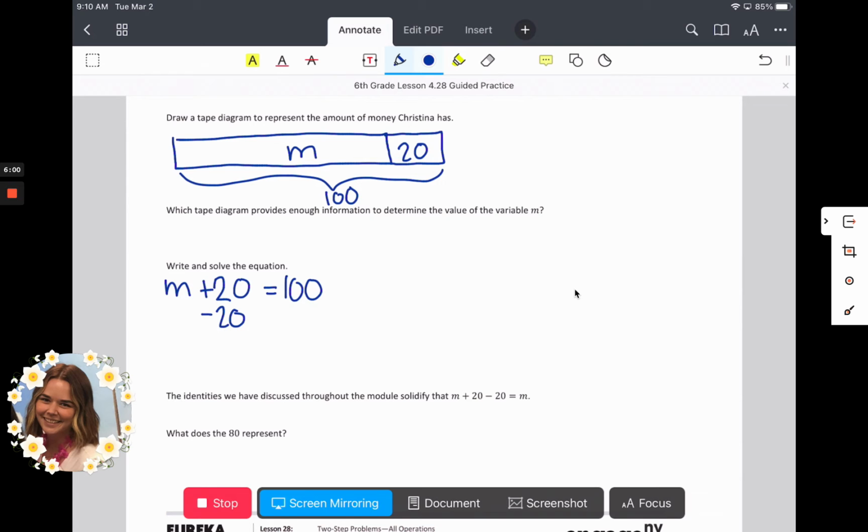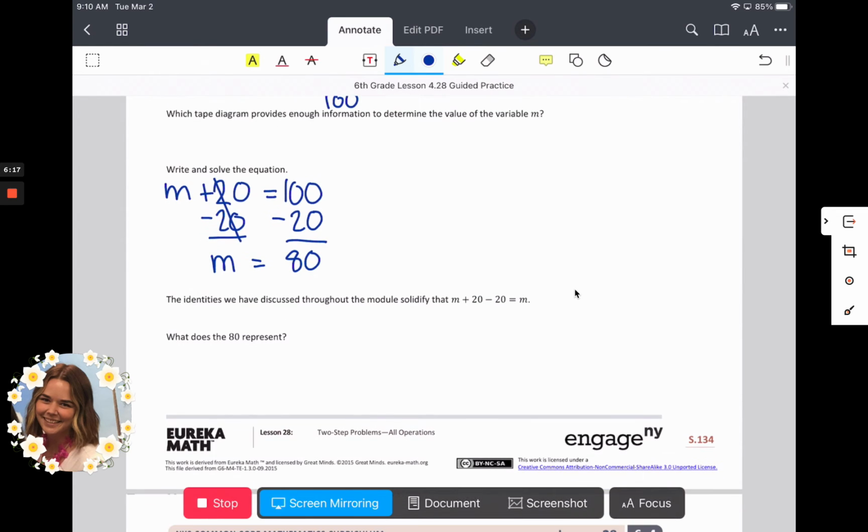So to isolate the M, we'll have to subtract 20. Since we're adding 20 in the original equation, subtracting is the inverse. So 20 minus 20 gives us 0, and we're left with M equals 80. The identity property that we've discussed during this module tells us that we can do that. M plus 20 minus 20 will equal M. The 80 represents the $80 that Marissa has.